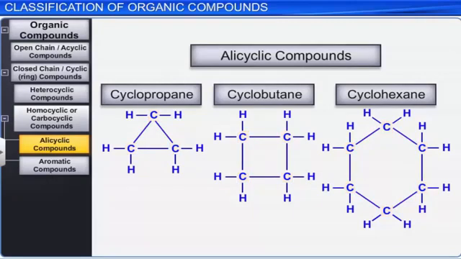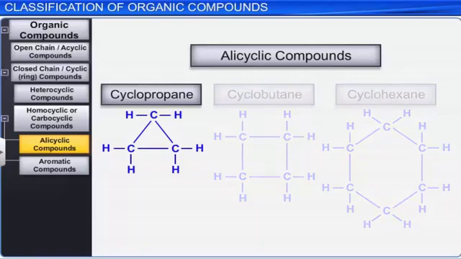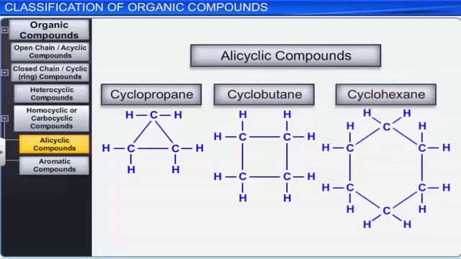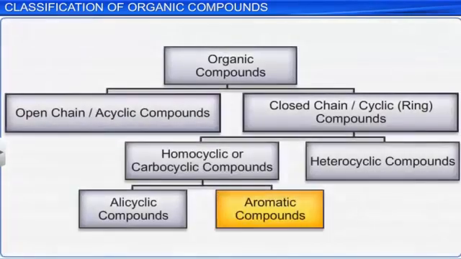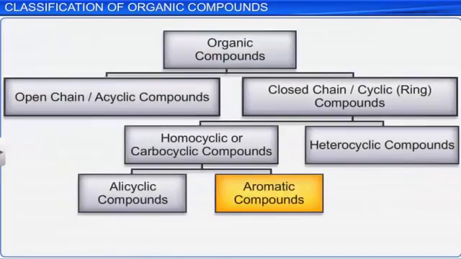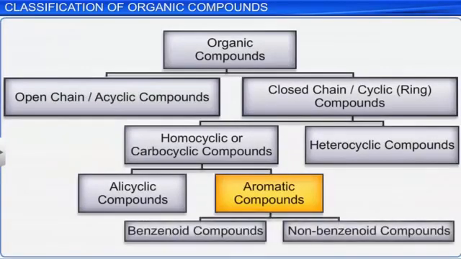For example, cyclopropane, cyclobutane, and cyclohexane. Aromatic compounds are benzene and the compounds that resemble benzene in their behavior. Aromatic compounds can be further classified as benzenoid compounds and non-benzenoid compounds on the basis of the presence or absence of a benzene ring.